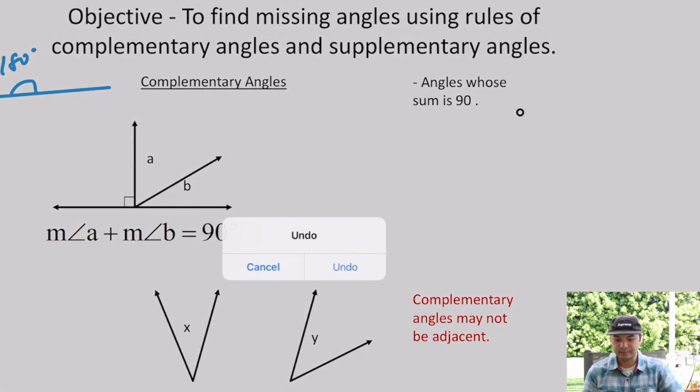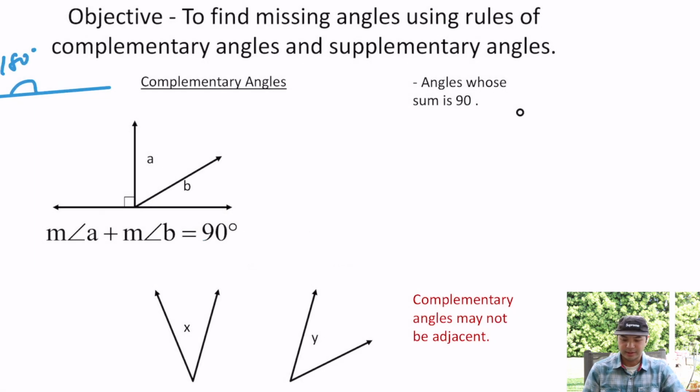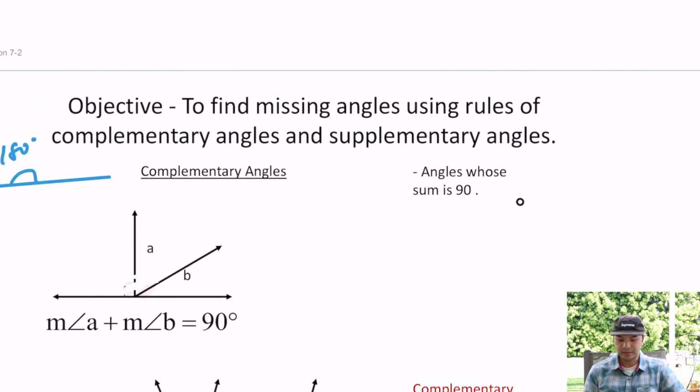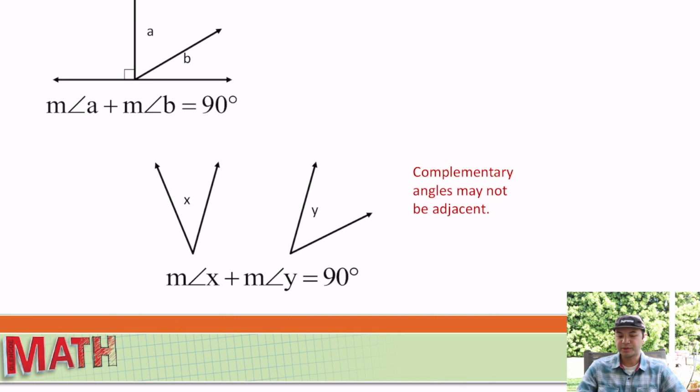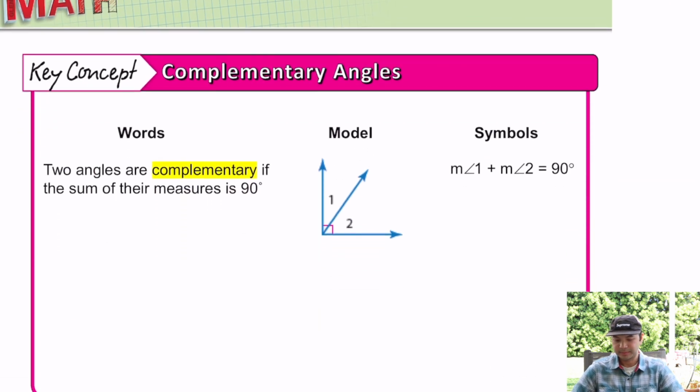We don't know what A and B are equal, but we do know that because this right here is 90 degrees, this over here together has to also be equal to 90 degrees. And here it says complementary angles may not be adjacent. So they don't have to be next to each other. They don't have to share a side. They could be one angle here, another angle there. As long as you add them up and equal 90 degrees, it's complementary.